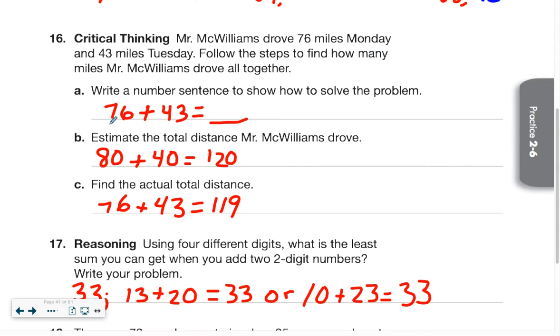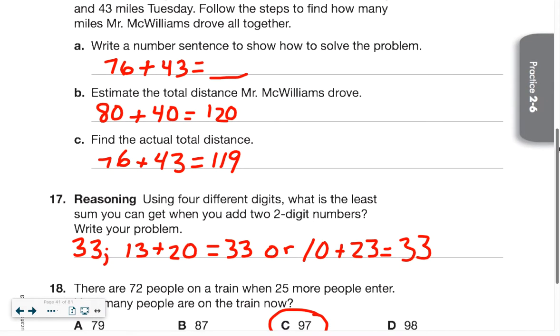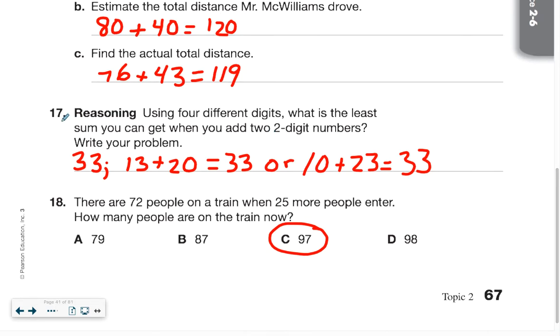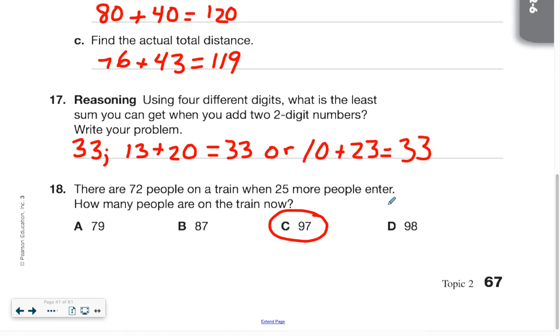Number 16, your number sentence should have been 76 plus 43 equals blank. Number B is 80 plus 40 equals 120. That's our estimate. And then our actual, 76 plus 43, is 119. Number 17, your answer is 33. You could have taken 13 plus 20 to get 33, or you could have taken 10 plus 23 to get 33. And last but not least, 18 is 97.